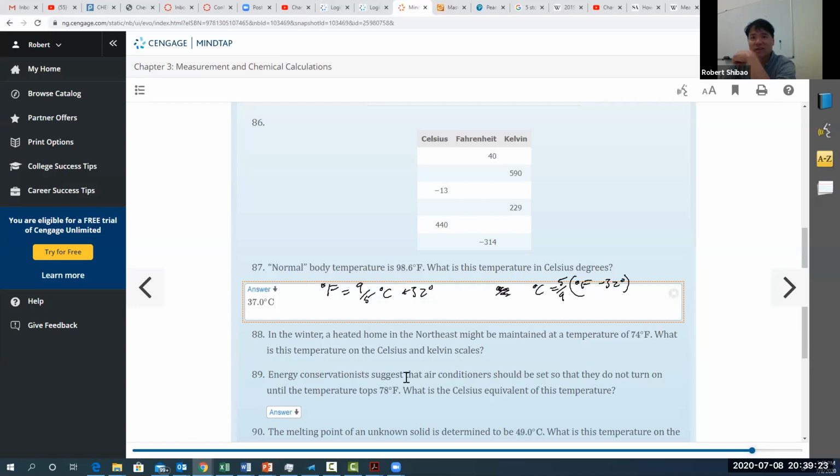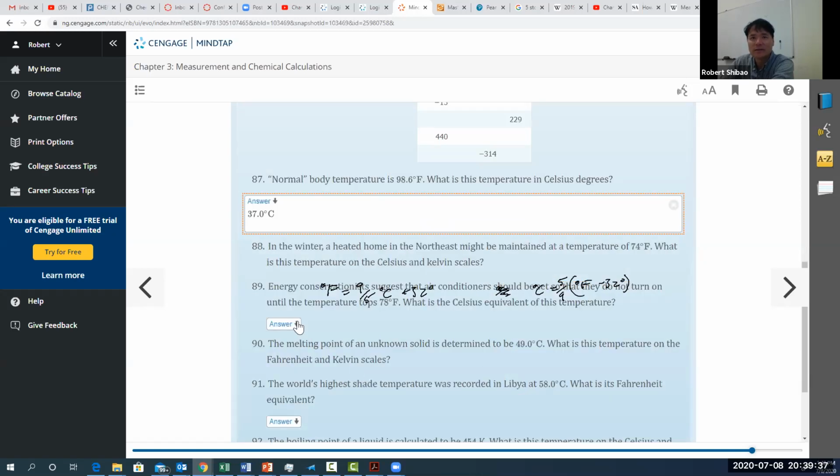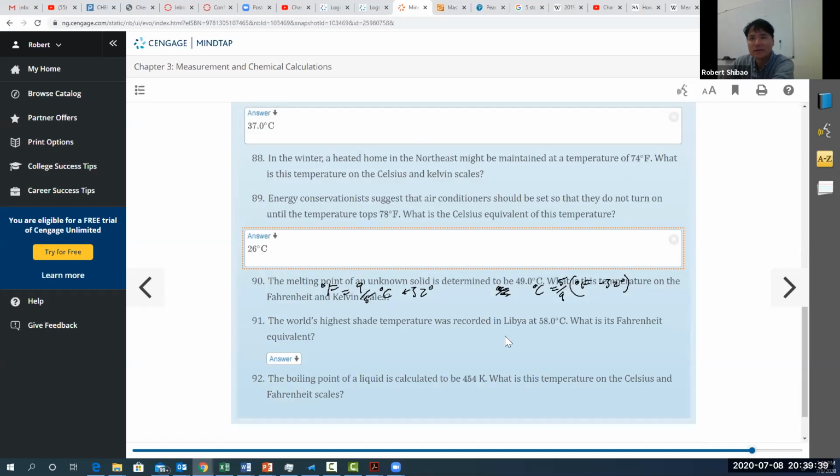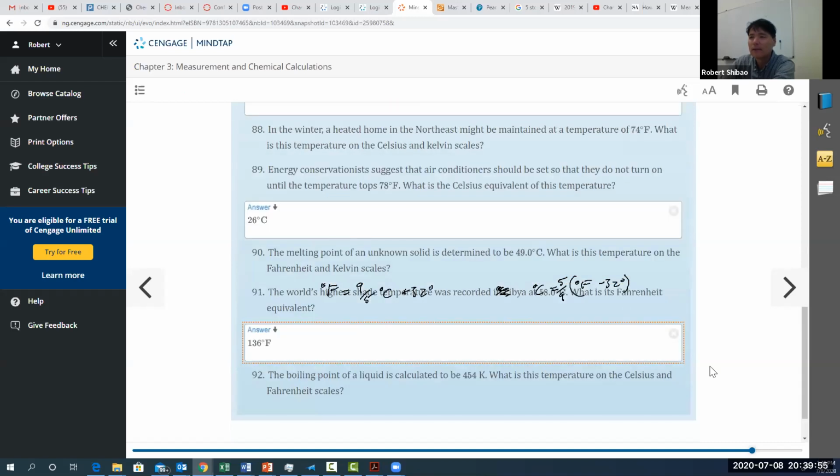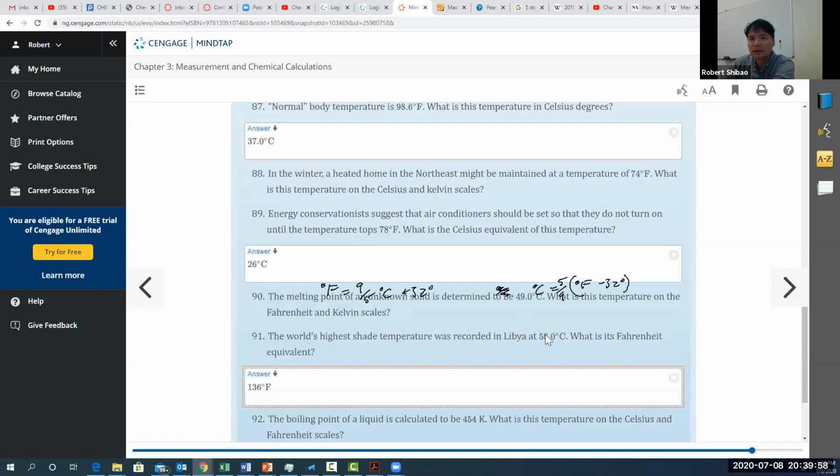Energy conservationists suggest that air conditioners should be set so that they do not turn on until the temperature rises to 78 degrees Fahrenheit. What is the Celsius temperature of this? We already did this once. I think we can handle it several times. World's highest shade temperature is 58 Celsius. Wow. How hot is that? I know Fahrenheit. 136 Fahrenheit. That's insane. I would not want to be there when the temperature is that hot. I have a hard enough time when it hits 90.